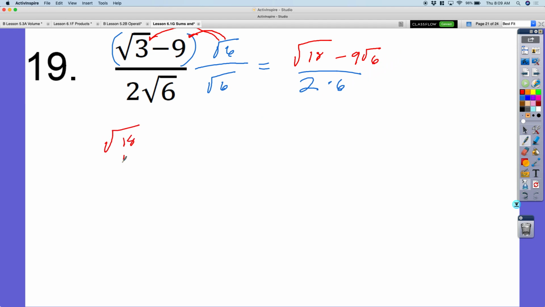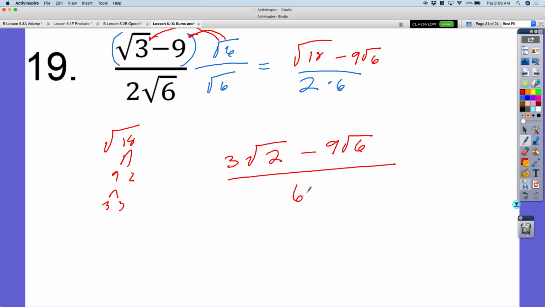The square root of 18 breaks down to 9 and 2, and then 3 and 3. So that gives me 3 square root 2 minus 9 square root 6. 6 only breaks down to 2 and 3, so there are no pairs, all over 6.